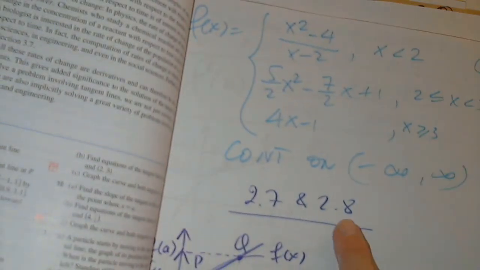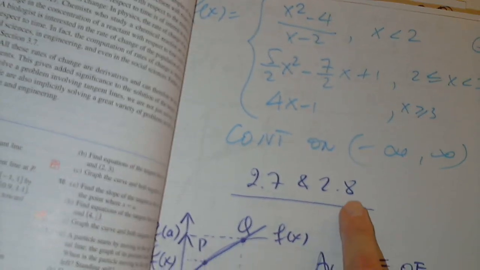Determine f prime of a from this section. The next section, 2.8. Oh, I forgot to go back to this and write the title. So now we can write the title. The title is the derivative function. That's 2.8, the derivative function.